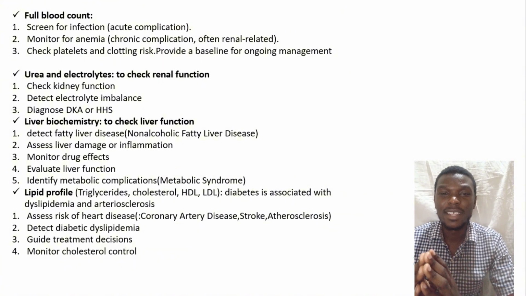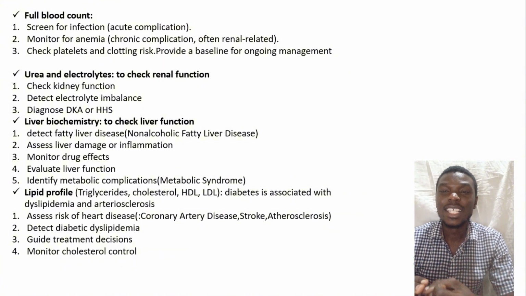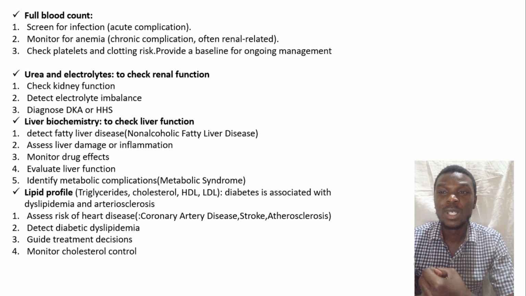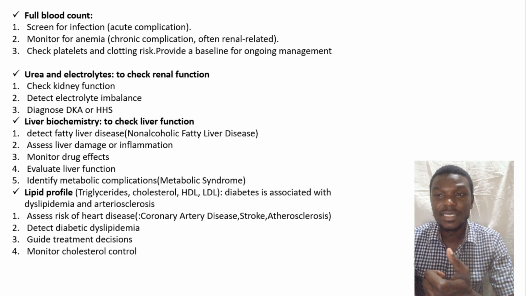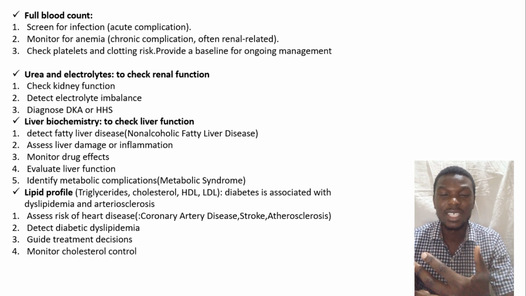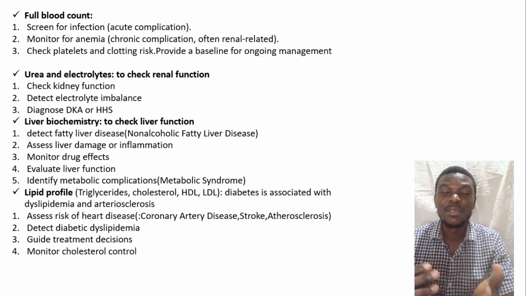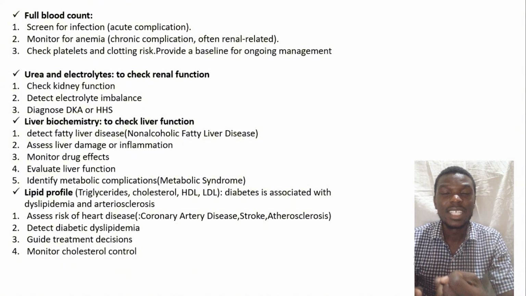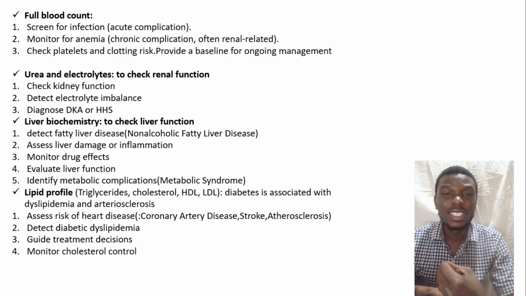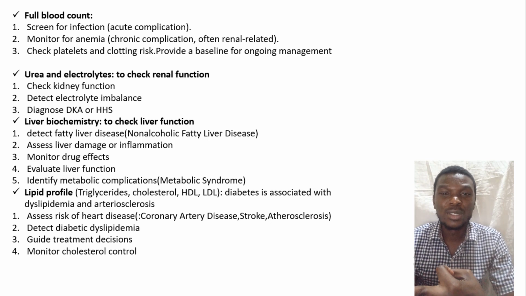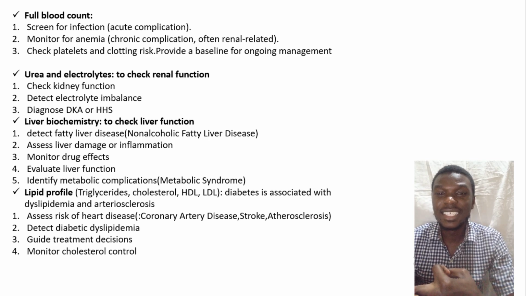Then you can also check the urea and electrolytes to check for kidney function. So you want to check how their kidneys are functioning. Remember, sugar affects the kidneys because it's even one of the complications. So you want to check the kidney function, detect if they have any electrolyte imbalances, and it can also be used to diagnose and manage DKA and HHS.